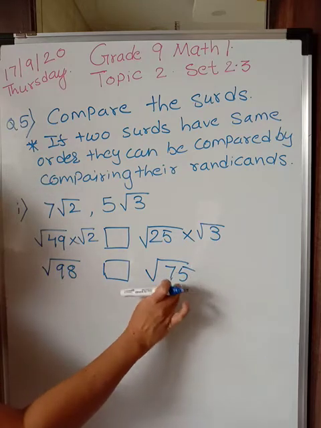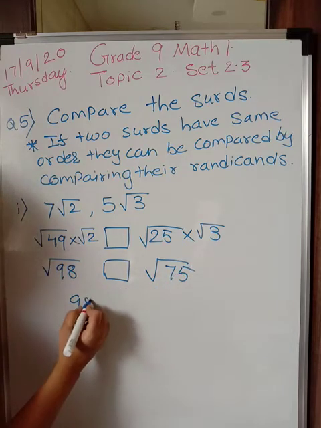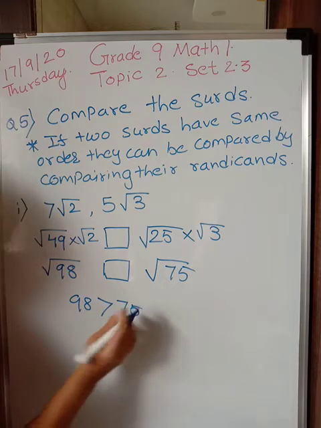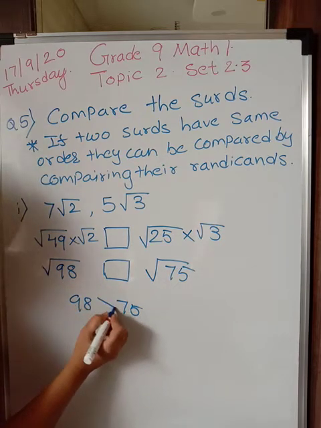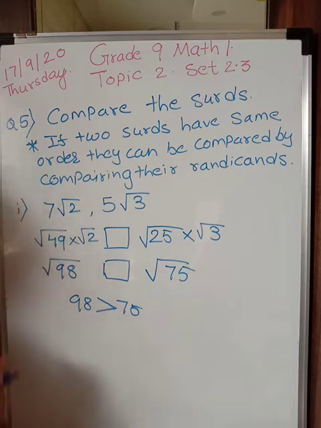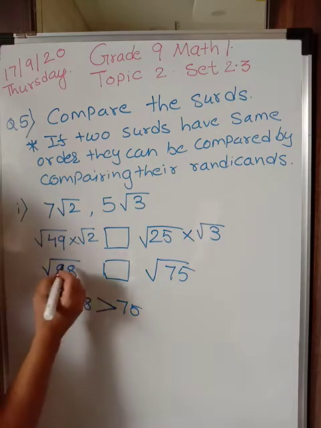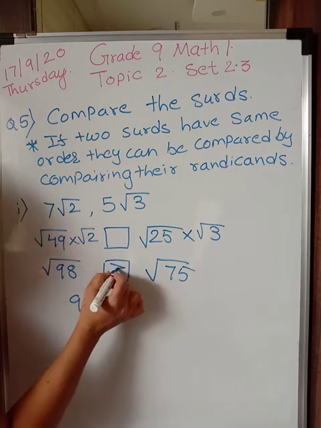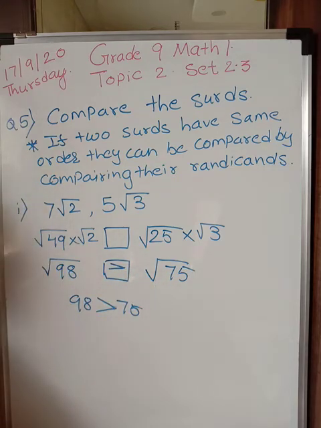Now you tell me who is greater? 98 is obviously greater than 75. Draw the greater than sign properly. Okay. 98 is greater than 75. And so we have root 98 is greater than root 75.